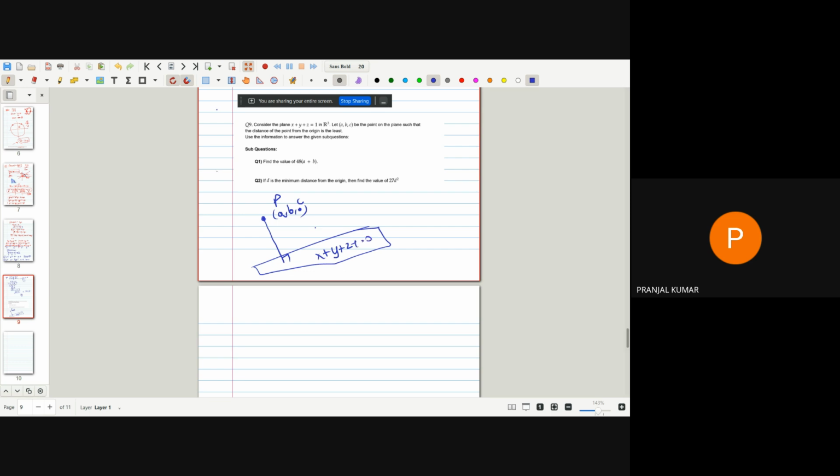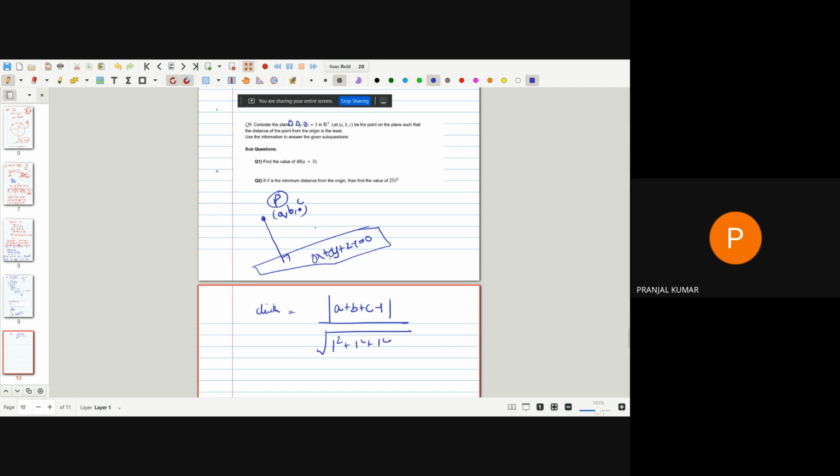So what you have to do is, first you have to write the plane in this form. You have to make the RHS 0. Then the distance formula is direct. So the minimum distance of a point from the plane is the modulus of, you will substitute the point in the plane, the LHS, so you will get A plus B plus C minus 1, upon the square root of the summation of the squares of the coefficients in front of the variables in the plane. So you will get 1 square plus 1 square plus 1 square.